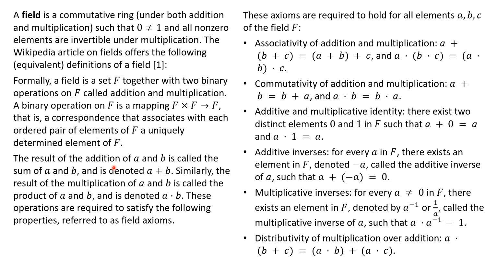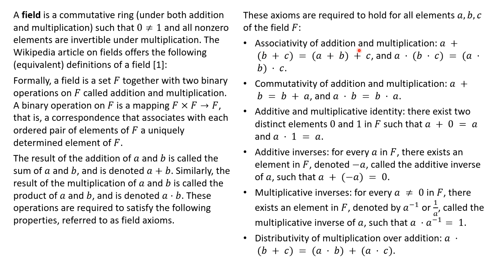The result of the addition of A and B is called the sum of A and B, and we write it this way. Keep in mind, this is more general than adding numbers. We can have, for example, matrices or complex numbers or functions. So this is a very general term for addition here. Same thing for multiplication. We write that as A dot B. These two operations, addition and multiplication, are required to satisfy these properties for a field. As we'll see, it's almost the same as a ring, but there's two additions.